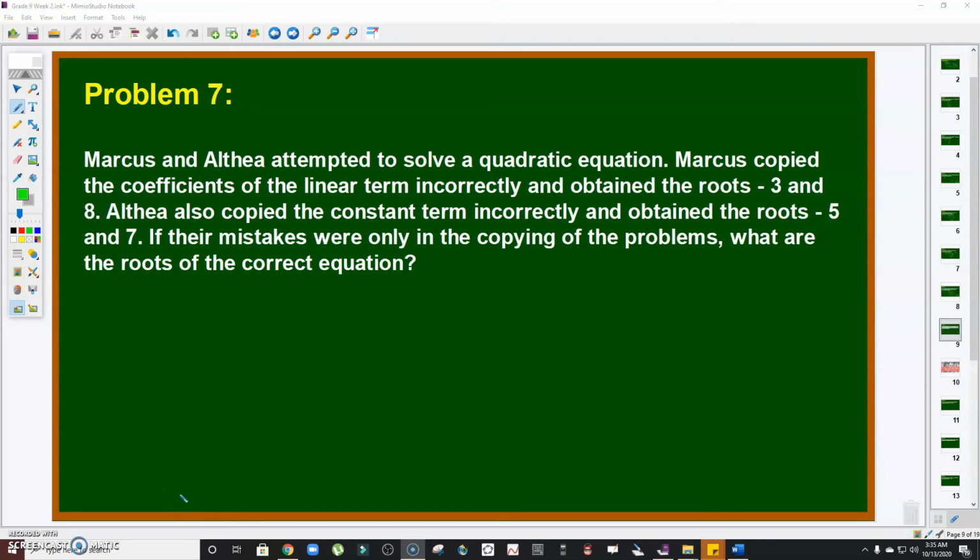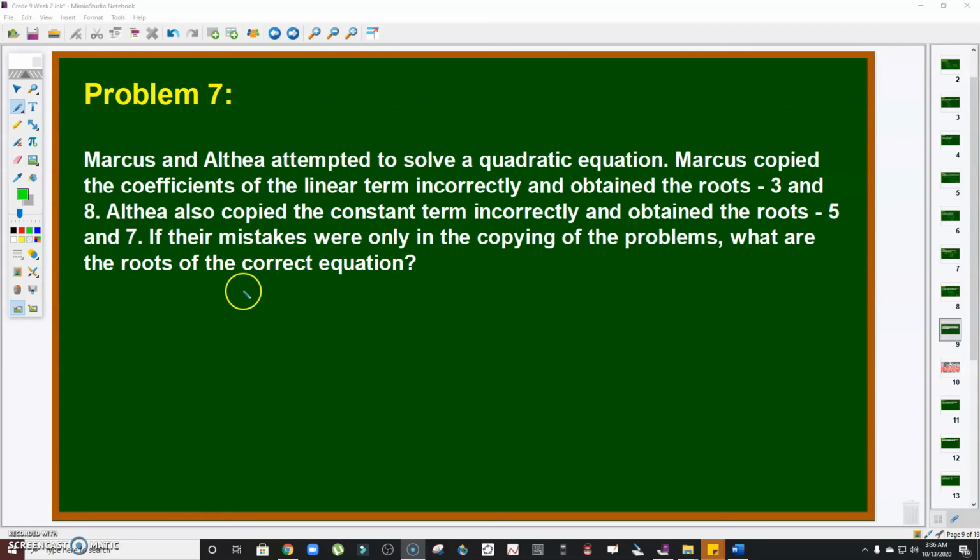Okay, last problem for this video, problem number 7. Marcus and Althea attempted to solve a quadratic equation. Marcus copied the coefficient of the linear term incorrectly and obtained the roots -3 and 8. Althea also copied the constant term incorrectly and obtained the roots -5 and 7. If their mistakes were only in the copying of the problems, what are the roots of the correct equation?